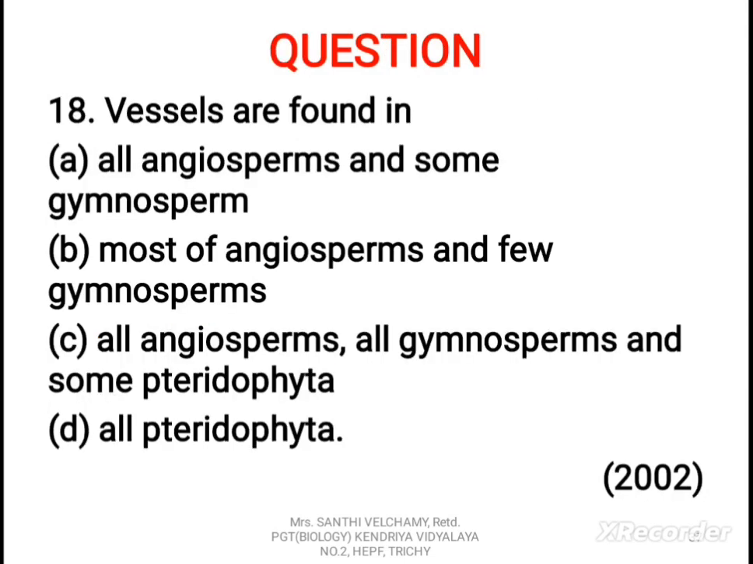Now 18th one. Vessels are found in A. all angiosperms and some gymnosperms, B. most of the angiosperms and few gymnosperms, C. all angiosperms, all gymnosperms, and some pteridophyta, and D. all pteridophyta. So now the correct answer is B. Most of angiosperms and few gymnosperms. So vessels are found in the wood of almost all of the angiosperms except certain primitive members of the order Ranales. So next question, 19th one.